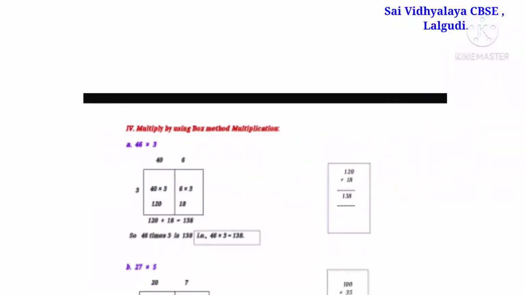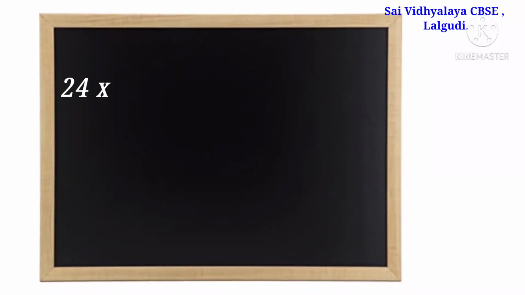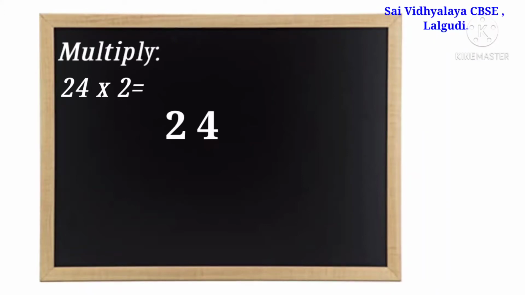Multiply. Already we had learned multiply using the box method. Now let's learn one more method. 24 into 2. First, we have to write the given numbers in vertical form. Write 24 in the first line and 2 in the second line. 2 is the one-digit number. We should write the number 2 in the ones place.